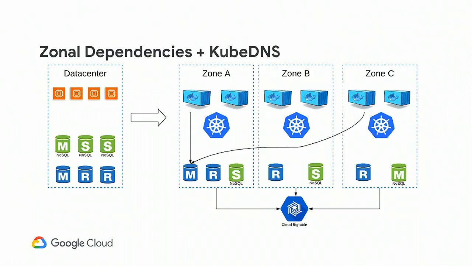So more problems. Zonal dependencies and kubedns. Going into multiple zones from a data center, when you have a relational database, and maybe some of you use MySQL yourself, you have a master and you have a bunch of replicas. So you have to put the master somewhere, right? So it's either going to be, in this case, A, B, or C. And you have a situation now that if your application is running in zone C and you have a dependency on zone A, if zone A goes away, that's problematic, right? So we need to fix some of those problems.